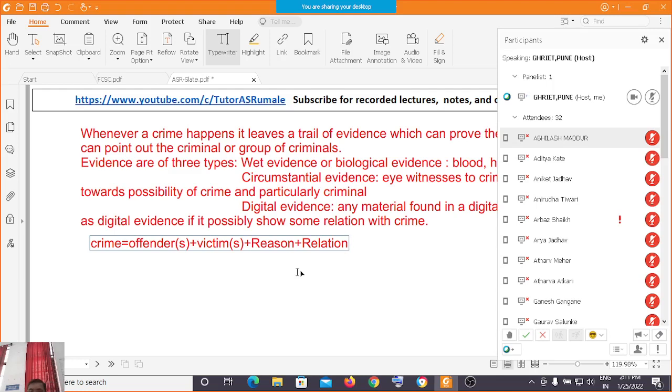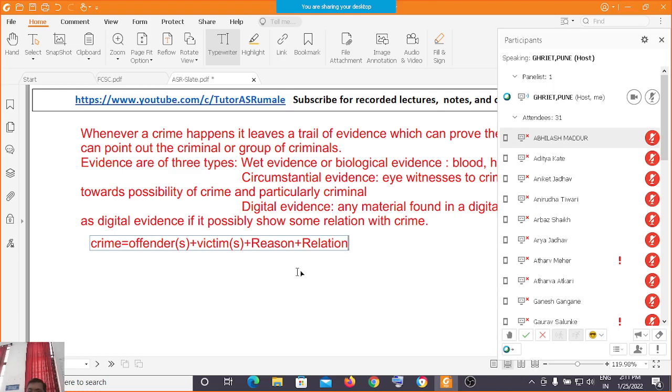Whenever a crime happens, there is always an offender or a criminal, and there is always a victim, or a group of victims. Generally there are two types of victims. One is the direct victim, who faces the atrocity of that particular crime, and the others are indirect victims. Say something bad happens to a member of your family: he is the direct victim, and the rest of the family members become indirect victims. Society is also an indirect victim. So whenever a crime happens, there is always a direct victim and indirect victims.